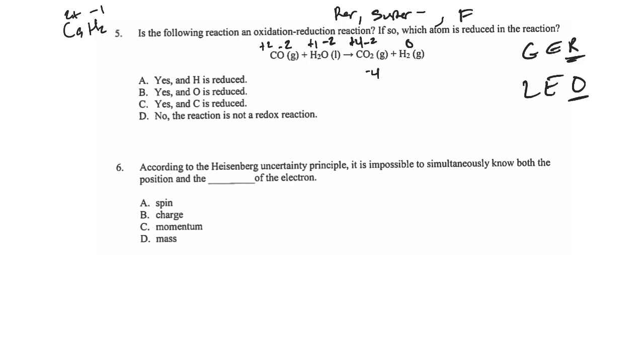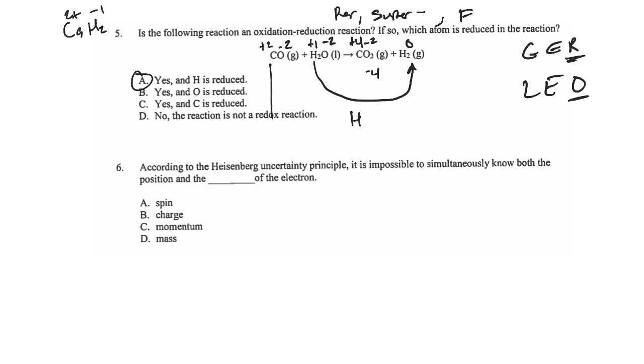So we want to know which atom has gained electrons. Oxygen is the same, so oxygen is unchanged. Hydrogen goes from a +1 oxidation number to a 0. So each of them is gaining an electron. So H is gaining electrons, so it's reduced. So it is an oxidation-reduction reaction.